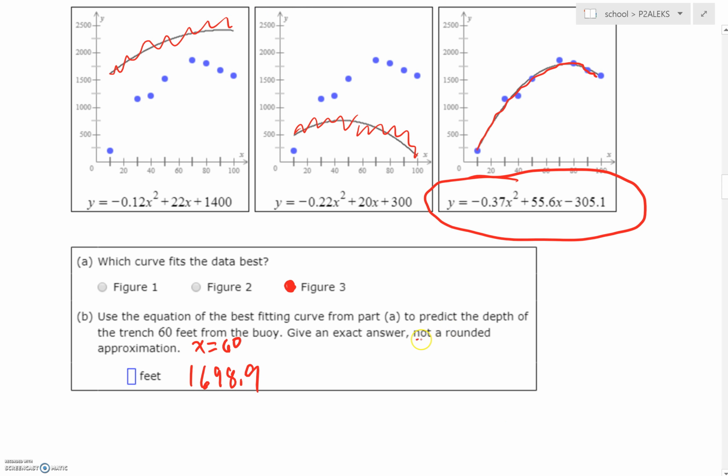And notice they're saying not a rounded answer. So even though that's not a whole number, it's still a valid answer. So that's what we're going to be doing for homework 5.2. Take a look at that, and hopefully using Desmos, you'll have success.